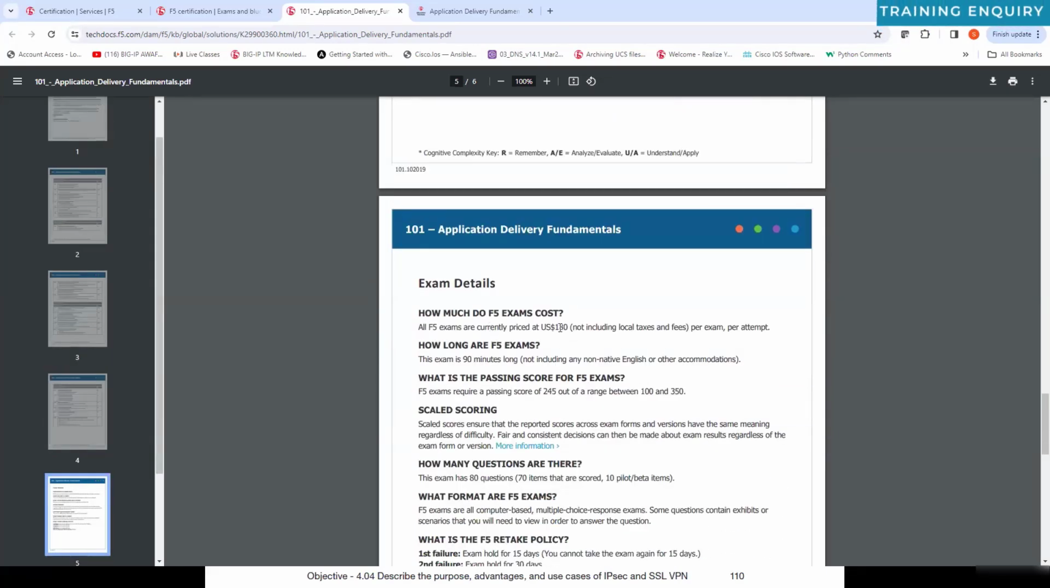The cost of this exam is $180 plus 18% GST. The duration of the exam would be 90 minutes, and the passing score.